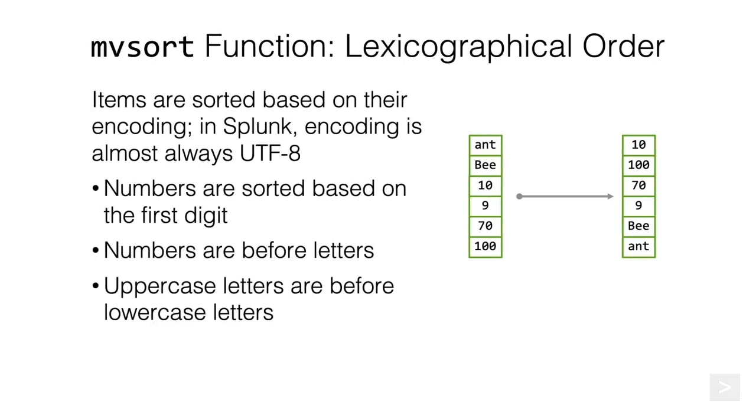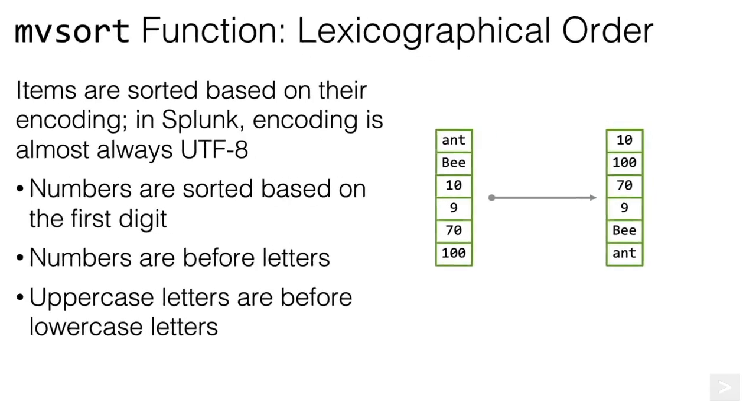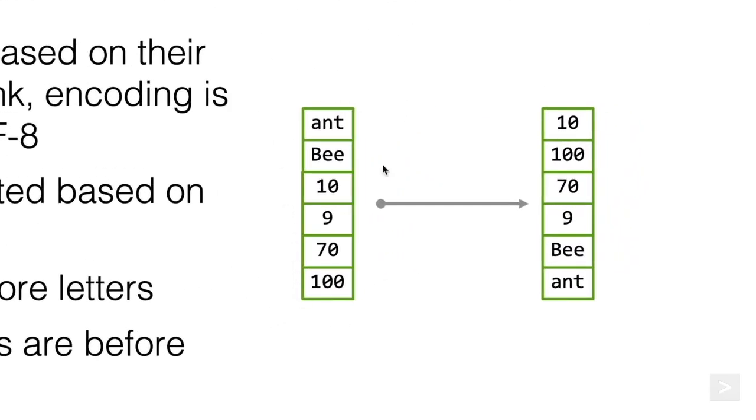Taking a look at an example of a set of values, what we can see here is lexicographical order sorts the UTF-8 encoded strings, sorting numbers first based on their first digit, followed by uppercase letters and then lowercase letters. These set of values here have been sorted in lexicographical order on the very right-hand side. Numbers sorted first based on that first digit.